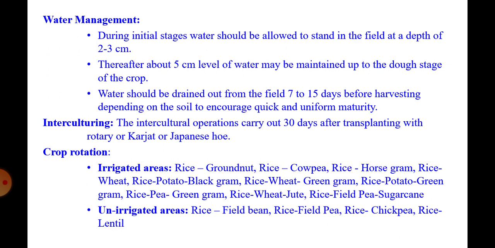Interculturing. The intercultural operations are carried out 30 days after transplanting with a rotary or Karjat or Japanese hoe to control the weeds. Crop rotation. In irrigated areas: rice-groundnut, rice-cowpea, rice-horse gram, rice-wheat, rice-potato, rice-black gram, and so on. Different cropping systems are there. In unirrigated areas: rice-field bean, rice-field pea, rice-chickpea, rice-lentil. These are some crop rotations.